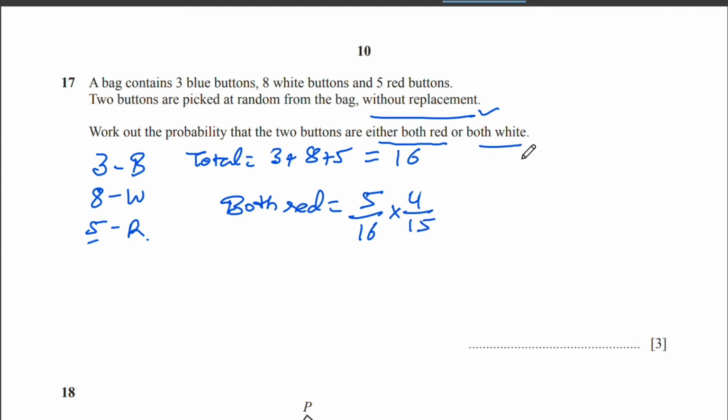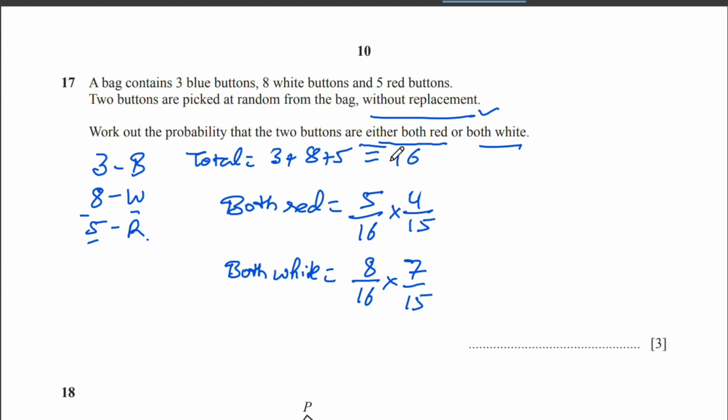Now calculating for both white. White is 8, so that will be 8 by 16, into, again it's without replacement, in the second one, 7 by 15. Both are reduced by 1.